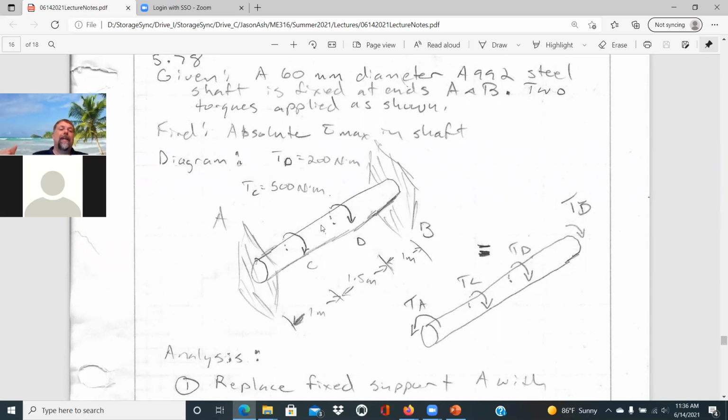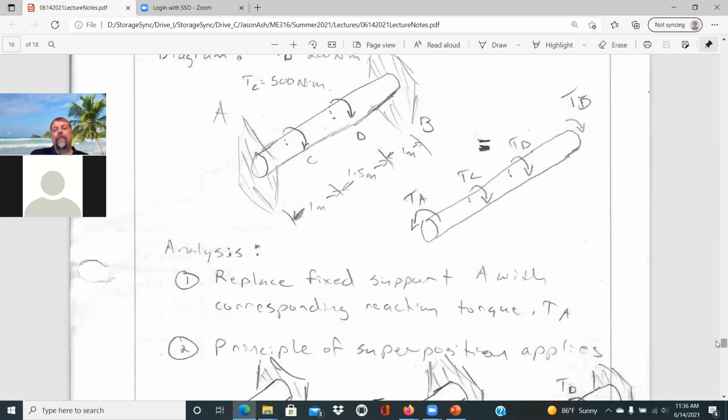And so same thing, we're kind of stuck. If we were to draw a free body diagram, we would have one equation and two unknowns, the torque at A and the torque at B. And so we're stuck from an equilibrium standpoint. We don't have enough equations to solve for the number of unknowns, TA and TB. And so we need to make use of compatibility to solve for that. And it actually works out fairly straightforward. But with superposition, what we can do is replace our fixed support A with a corresponding torque at A.